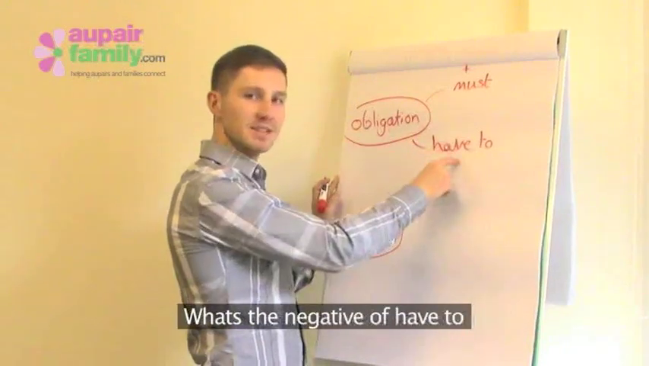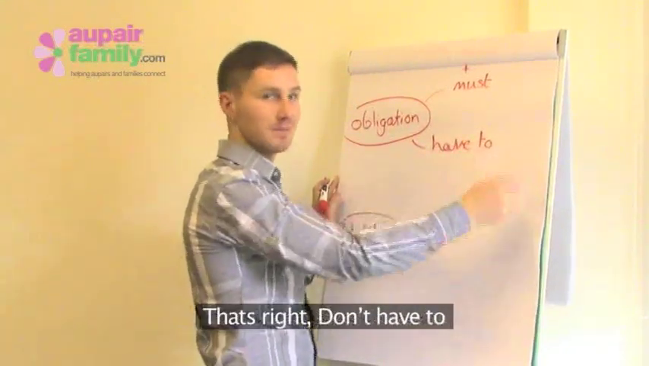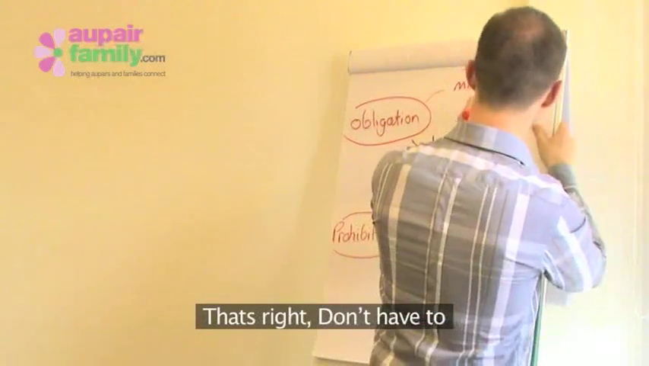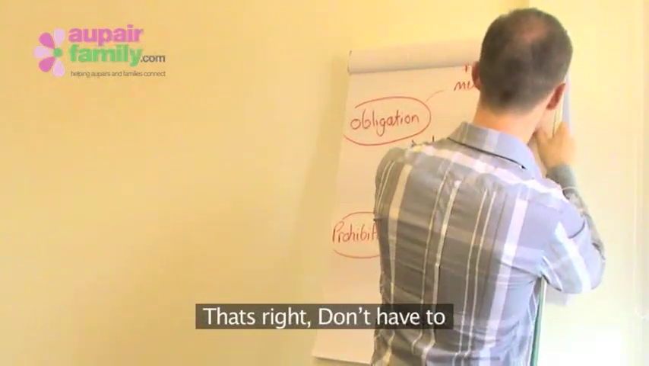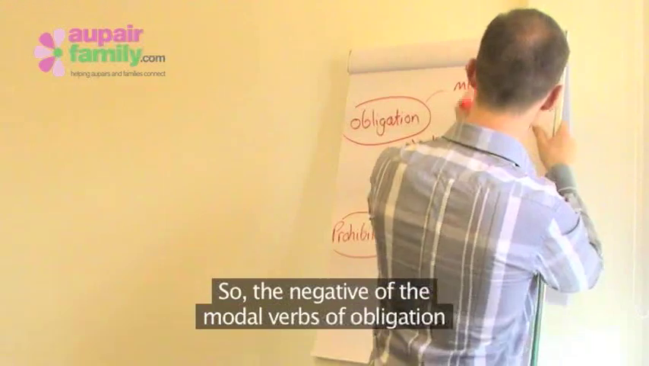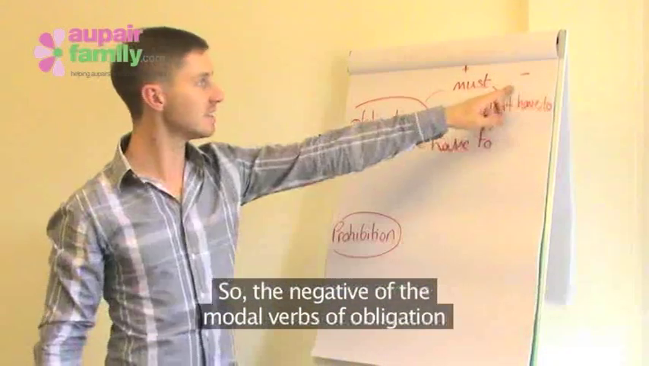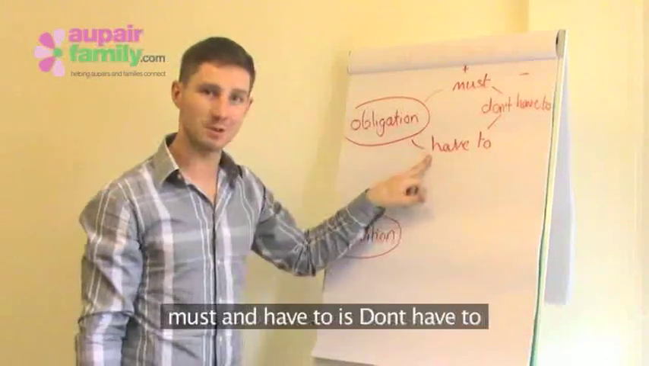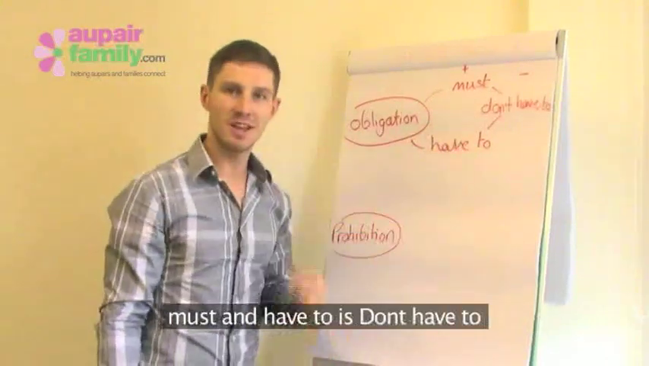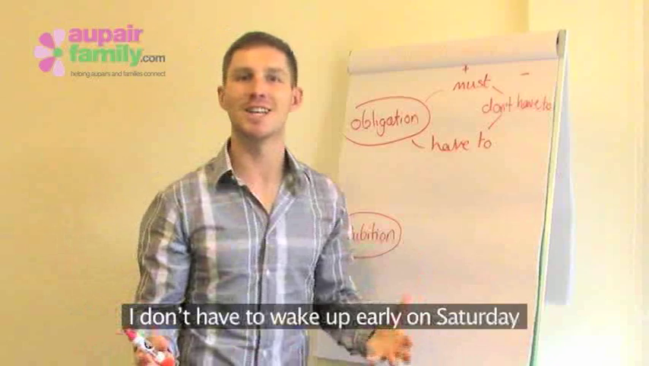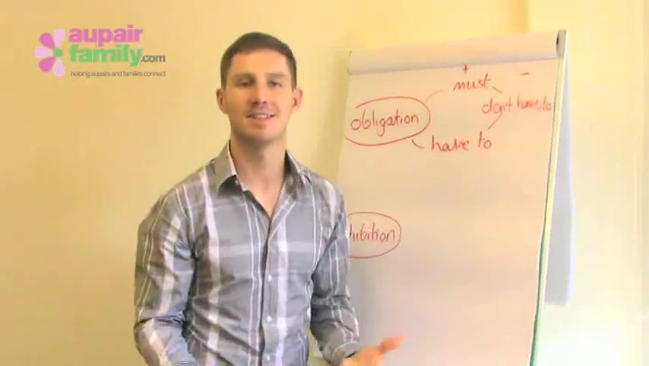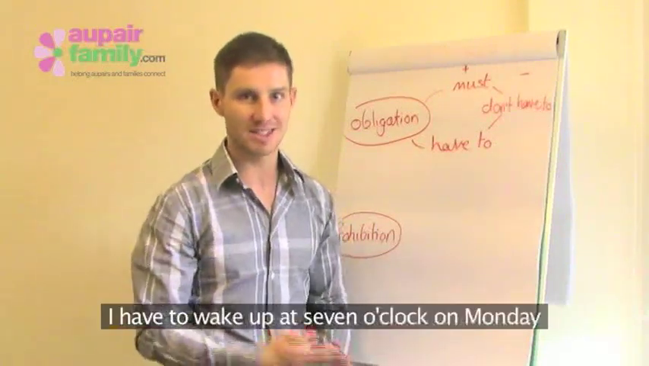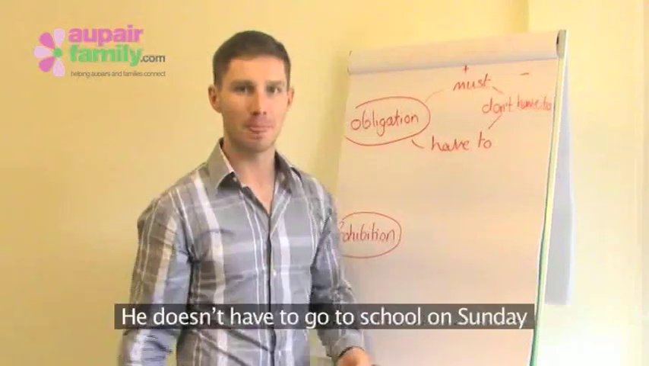What's the negative of have to? That's right, it's don't have to. So, the negative of the modal verbs of obligation, must and have to, is don't have to. I don't have to wake up early on Saturday. Yes. I have to wake up at 7 o'clock on Monday.